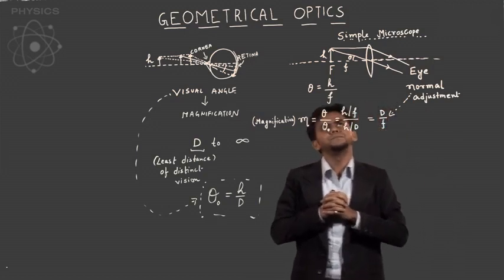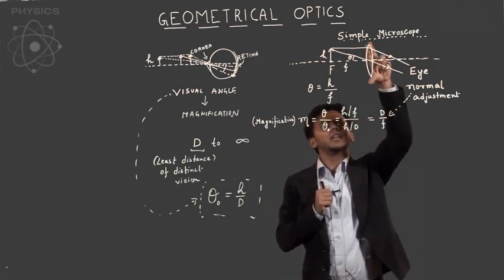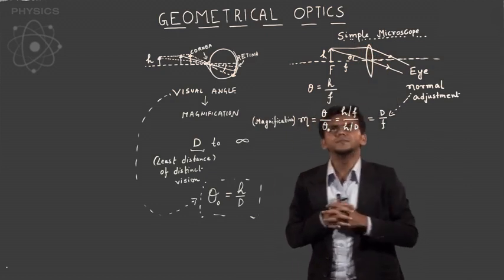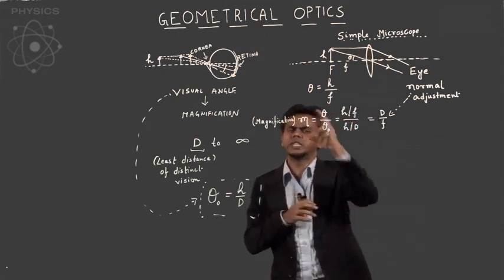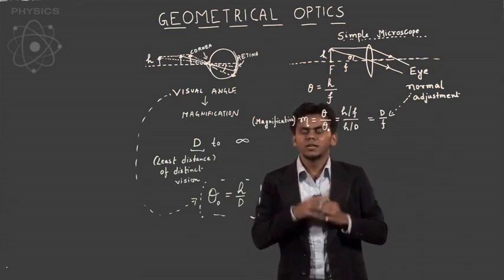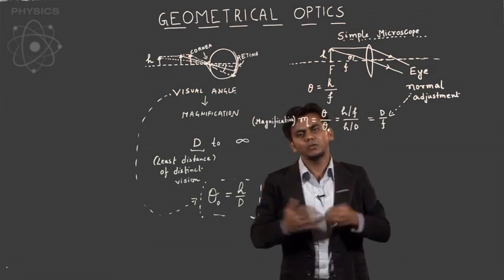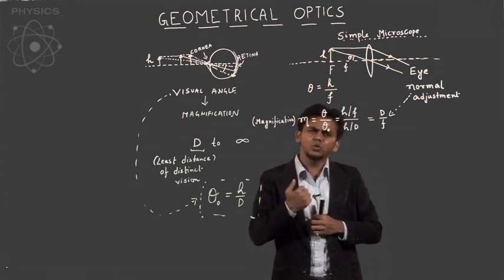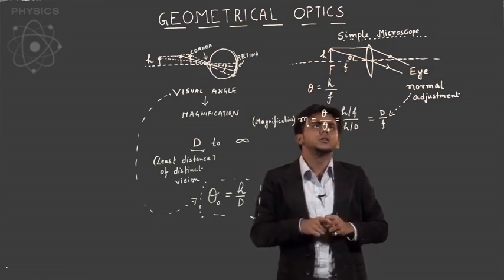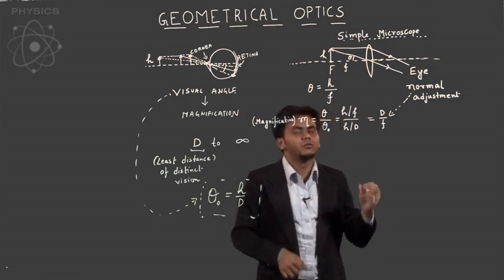But I can further bring this converging lens closer to the object, and if I do that, I will have a larger theta, and that essentially would give me a larger magnification value. But there's a limit to what I can do. Why? Because let's try to do that first. Why is there a limit to it?